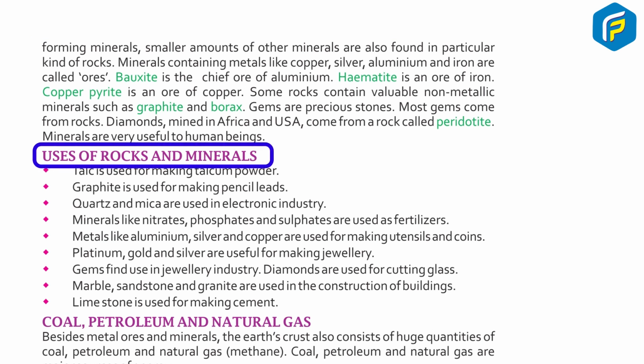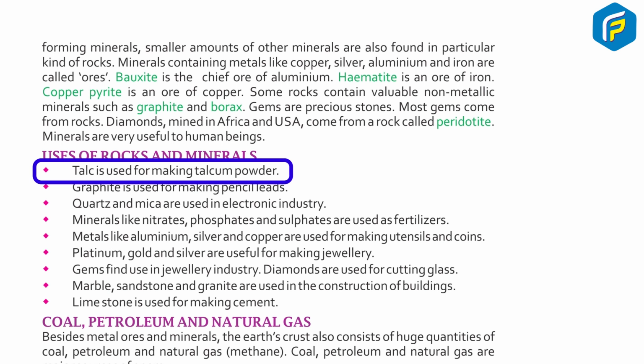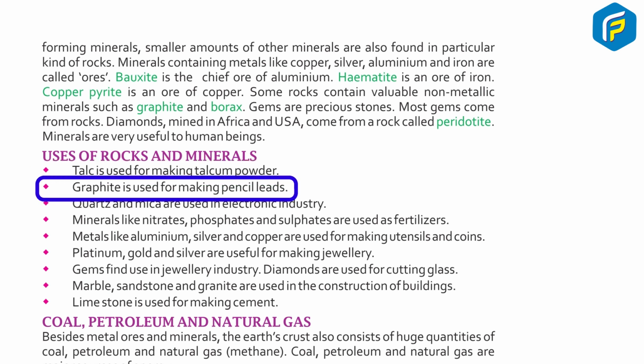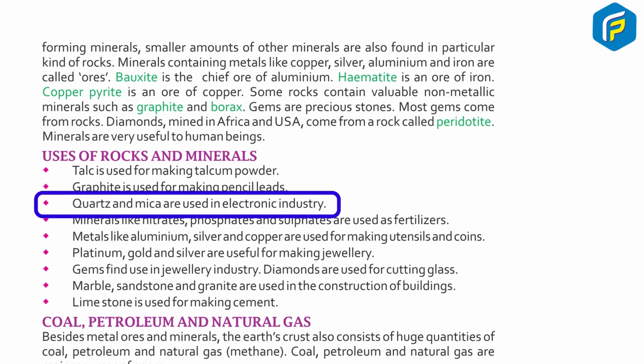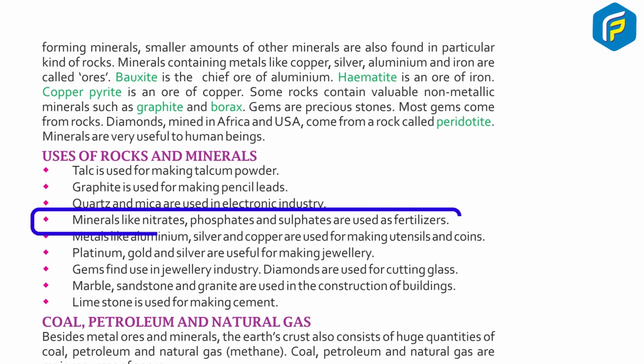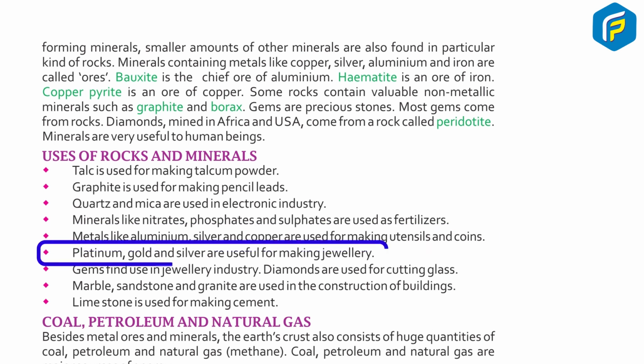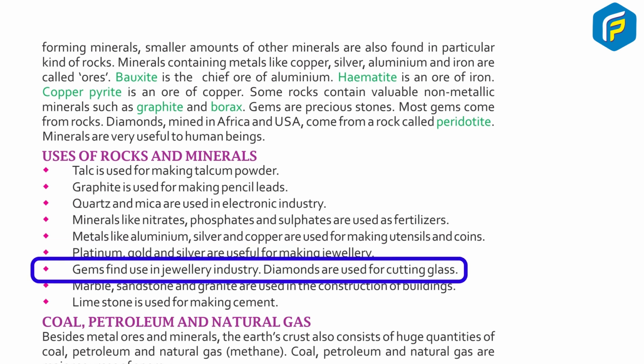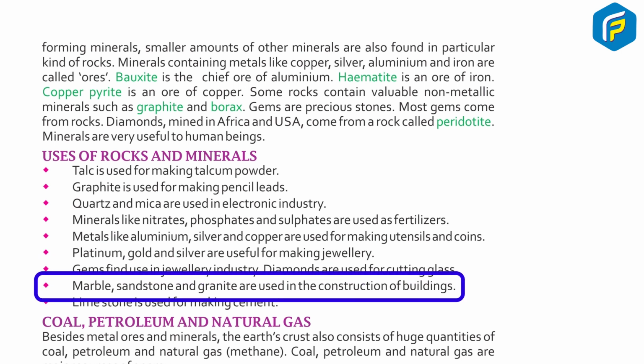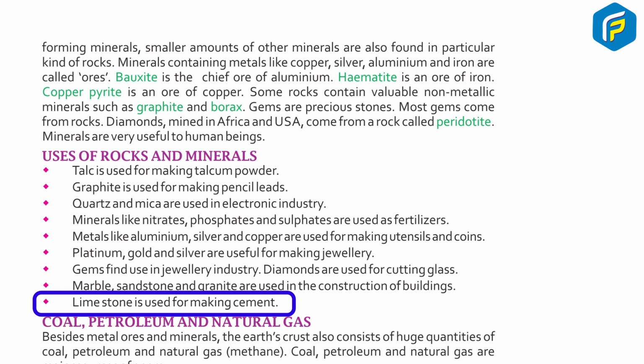Uses of rocks and minerals. Talc is used for making talcum powder. Graphite is used for making pencil leads. Quartz and mica are used in the electronic industry. Minerals like nitrates, phosphates, and sulfates are used as fertilizers. Metals like aluminium, silver, and copper are used for making utensils and coins. Platinum, gold, and silver are useful for making jewelry. Gems find use in the jewelry industry. Diamonds are used for cutting glass. Marble, sandstone, and granite are used in the construction of buildings. Limestone is used for making cement.